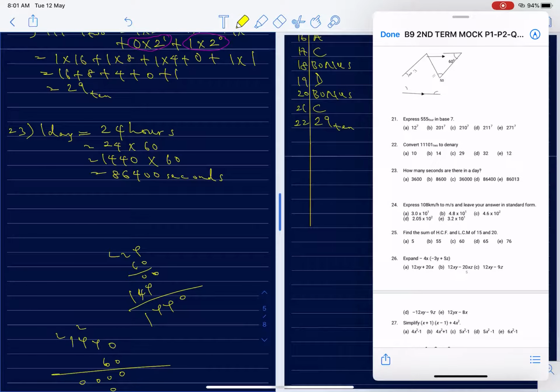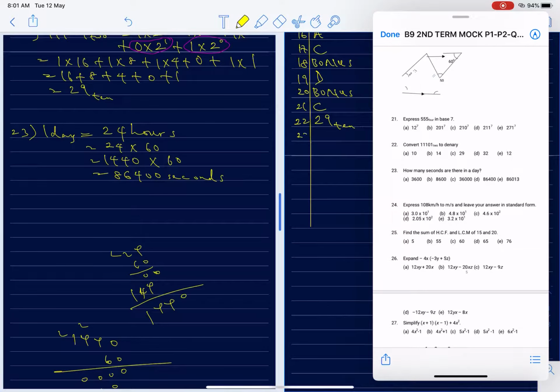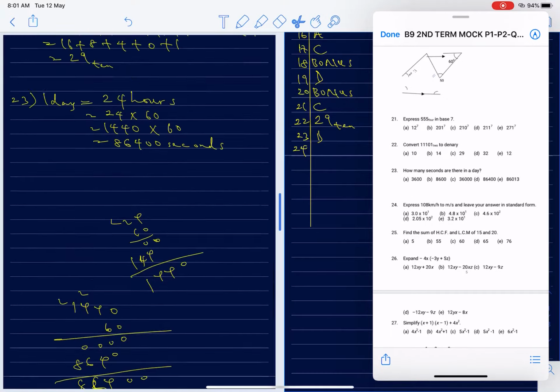That's the number of seconds in a day. 86,400 seconds. The answer is D. 23 is D. Now to 24. Express 108 kilometers per hour in meters per second, leaving your answer in standard form. All right, that's another cheap one.